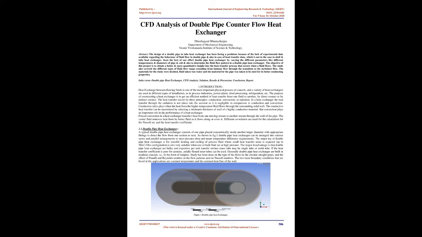Conduction takes place when the heat from the higher temperature fluid flows through the surrounding solid wall. The conductive heat transfer can be maximized by selecting a minimum thickness of wall of a highly conductive material. But convection plays an important role in the performance of a heat exchanger. Forced convection in a heat exchanger transfers heat from one moving stream to another stream through the wall of the pipe. The cooler fluid removes heat from hotter fluid as it flows along or across it. Different correlations are used for the calculation of the Nusselt number and the heat transfer coefficient.